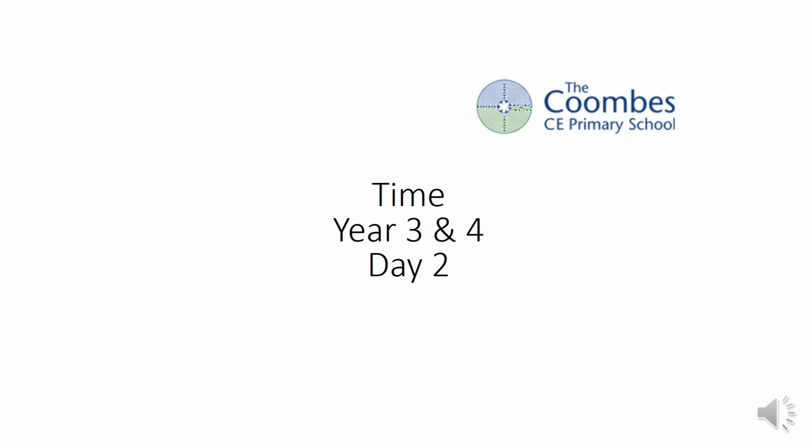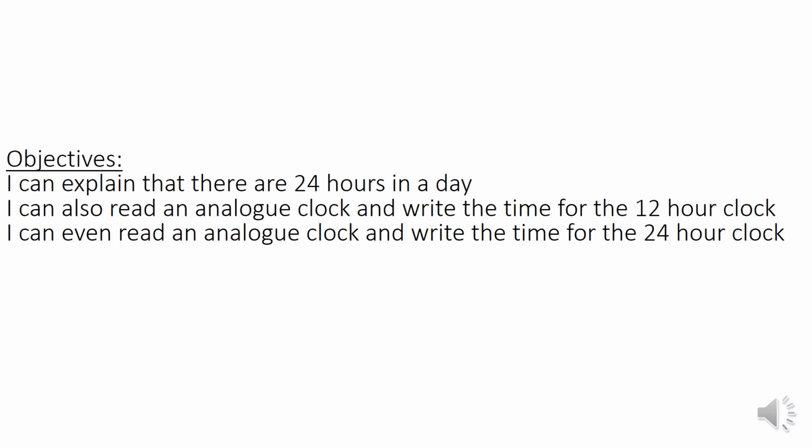This is year 3 and 4, time, day 2. The objectives for today: I can explain that there are 24 hours in a day. I can also read an analog clock and write the time for the 12-hour clock. I can even read an analog clock and write the time for the 24-hour clock.